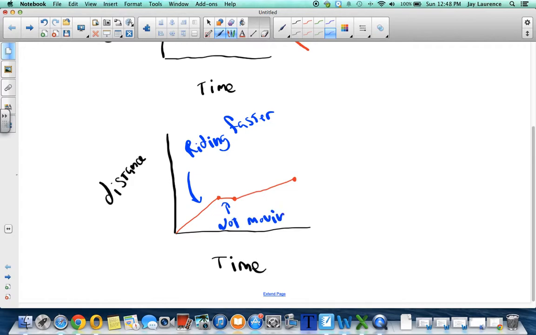Well, why isn't he moving? Well, or she, maybe they stopped to rest. Maybe they got a drink of water. Maybe their chain jumped and they had to get off and fix their chain, something like that, okay? And then here we notice that they're riding a little bit slower. It's a slower, less steep incline, so it's a slower rate.